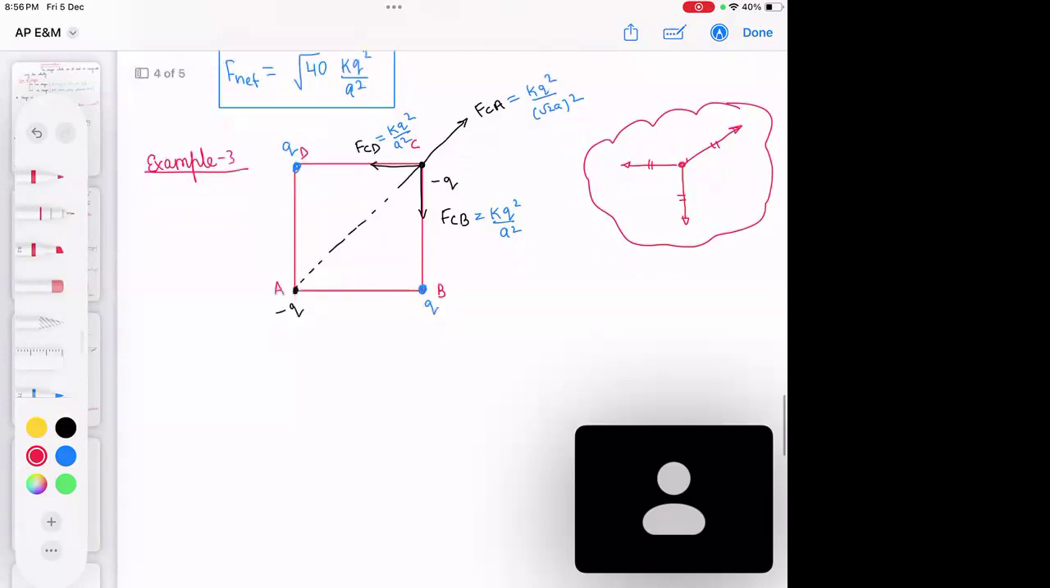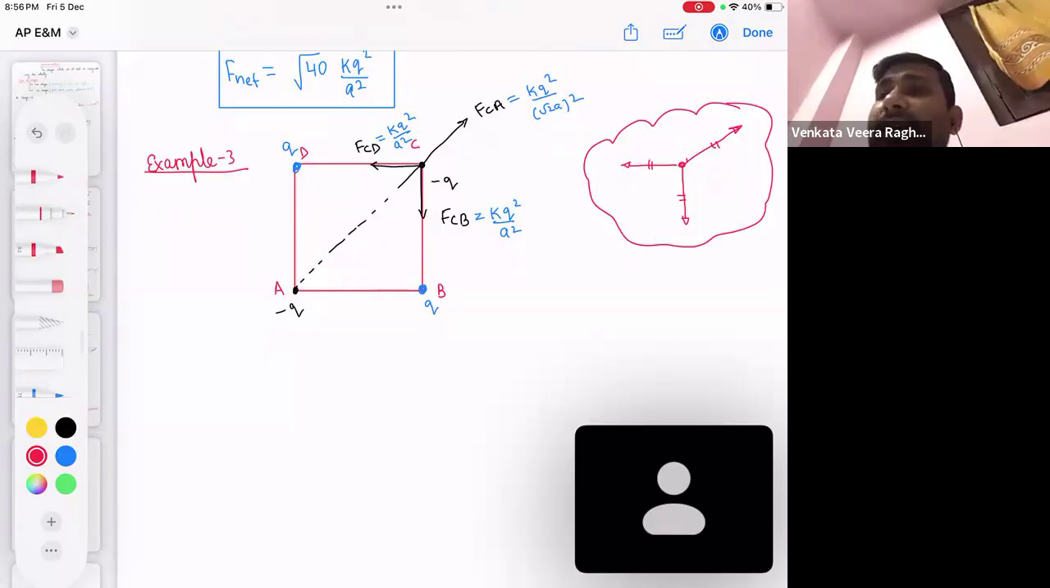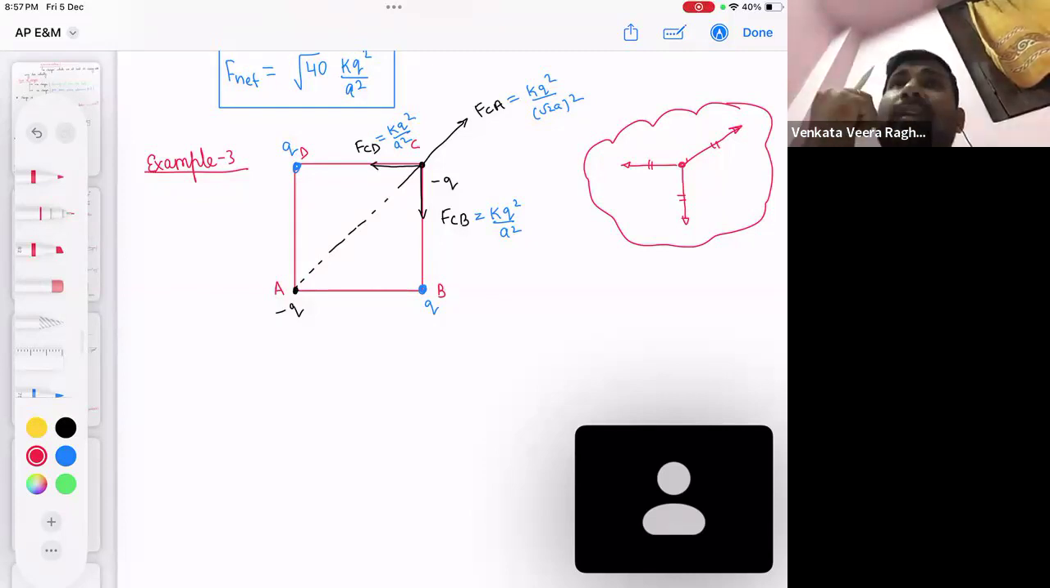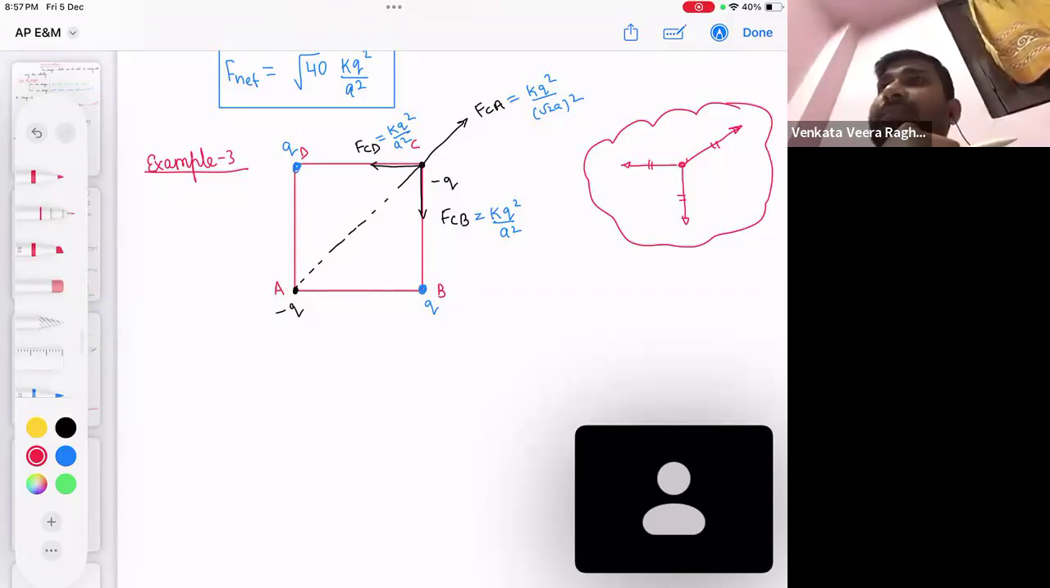Should we take components of FCD and FCB along AC, sir? Yeah, we can take it. But it is always better to take the components along the i cap and j cap. Here too it is okay. If you take the component along this or another direction, you will get the same answer. But whenever we take components, we make sure that the two axes along which we take the components are perpendicular to each other, isn't it?